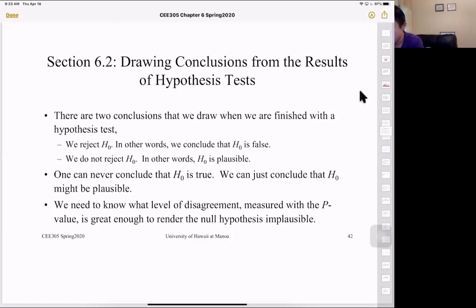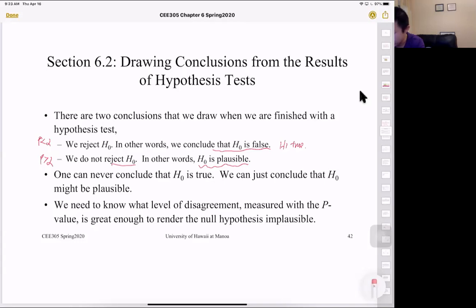There are two possible conclusions based on comparing the p-value with alpha. If the p-value is less than alpha, we reject H0. So we can conclude H0 is false and H1 is true. Or if the p-value is larger than alpha, we cannot reject H0. In other words, H0 is plausible. Pay attention here. We cannot say H0 is true. Actually, we can never conclude H0 is true.